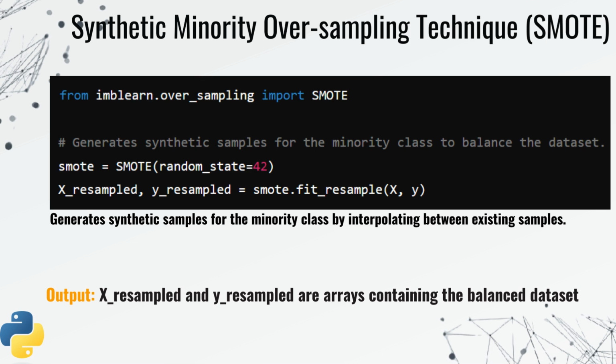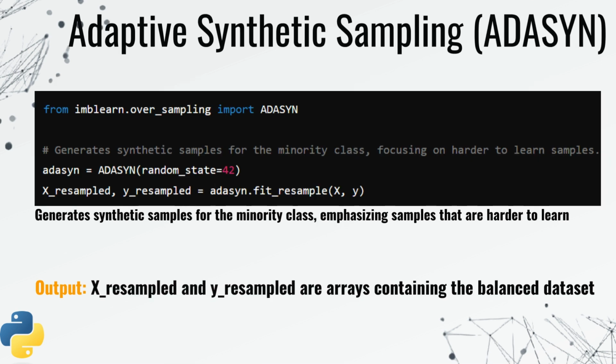Okay, another one is Adaptive Synthetic Sampling, or ADASYN. Let's see what ADASYN is. ADASYN generates synthetic samples, focusing on minority class examples that are harder to classify, making it effective for data sets where minority class samples are more challenging to learn from. Here you can see we use ADASYN the same way: first import ADASYN from oversampling, then generate synthetic samples for the minority class, focusing on harder-to-learn examples.